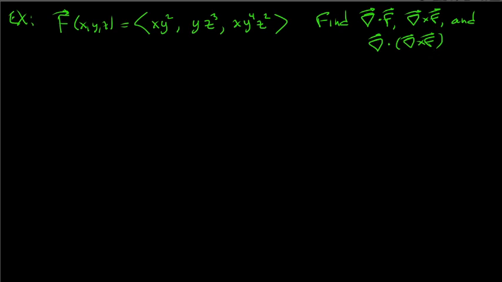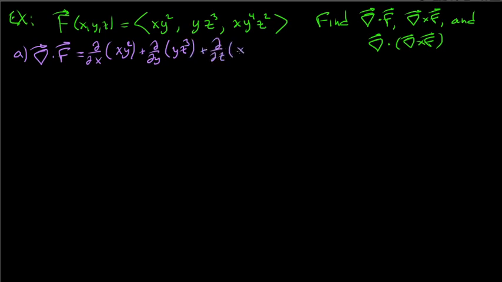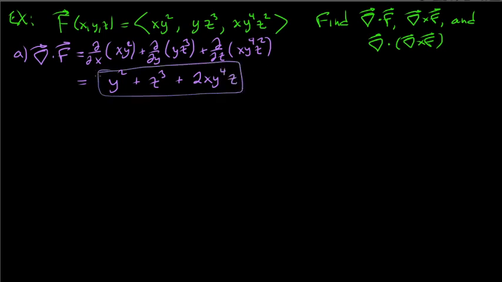So maybe let's just start with the divergence, because that's the easiest one. At least once you get used to it, it's the easiest one, right? So it's just the partial with respect to x of xy squared, plus the y partial of yz cubed, plus the z partial of x y to the 4th z squared. And just doing each of these separately, you get y squared plus z cubed plus 2x y to the 4th times z. And that's it, right? No i, j's and k's here. This is not a vector field. It's a scalar field.